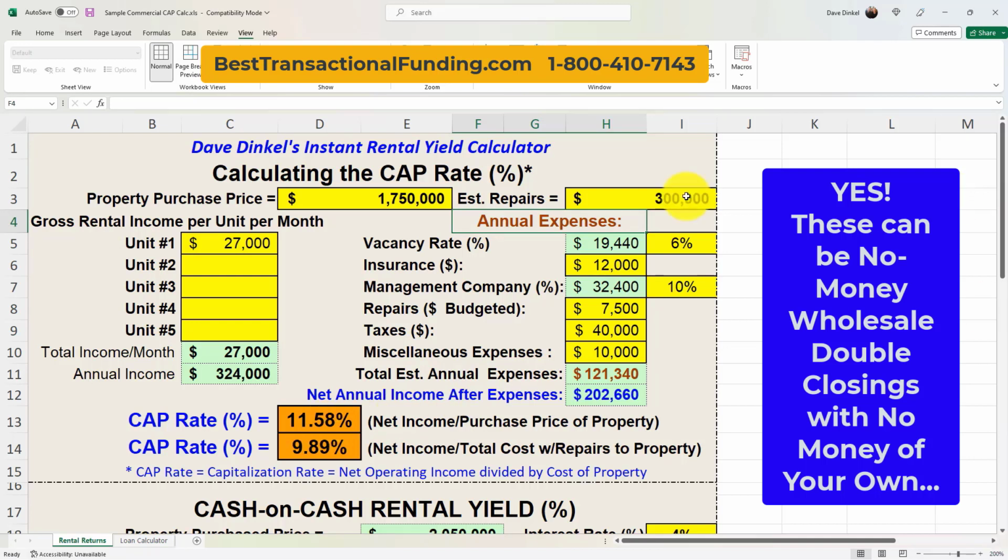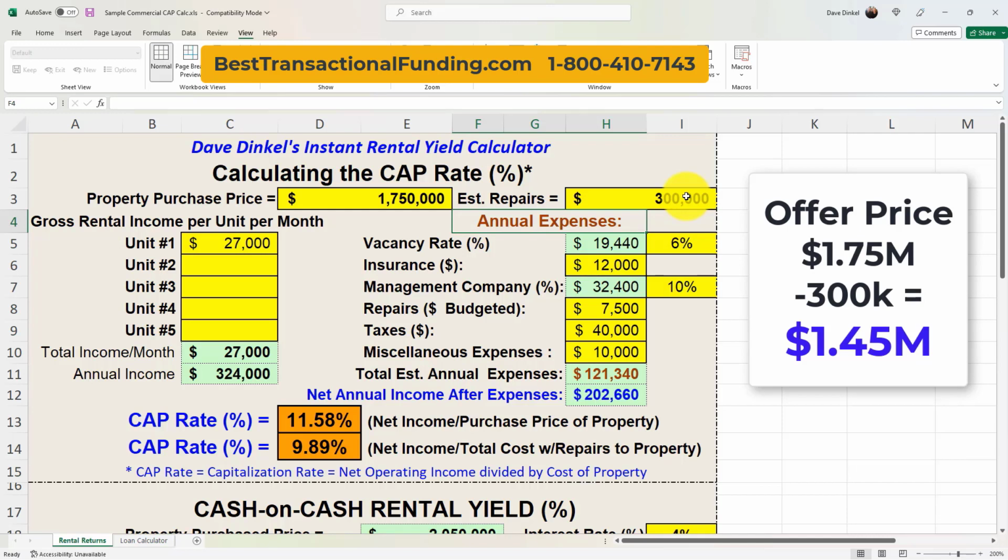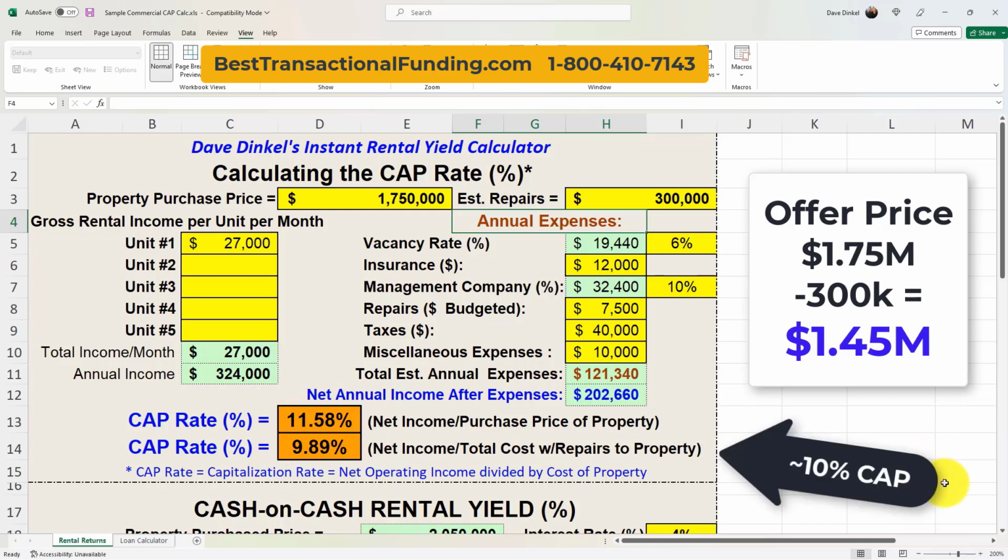What we're going to do for now is leave that 300 there, and we're going to offer 1.75 minus 300, $1,450,000 would be our offer to the seller, and we can show him that we have a cap rate of 10%, which in this case the seller said he was willing to accept.